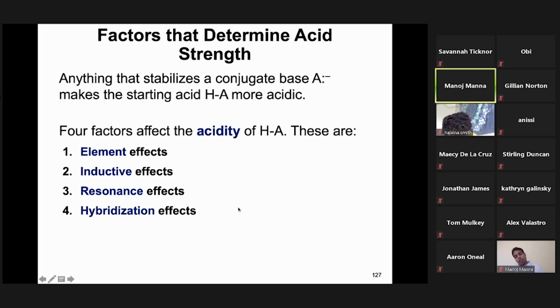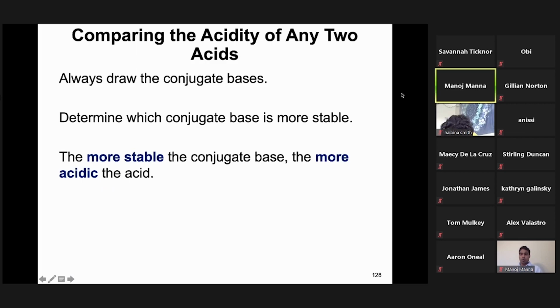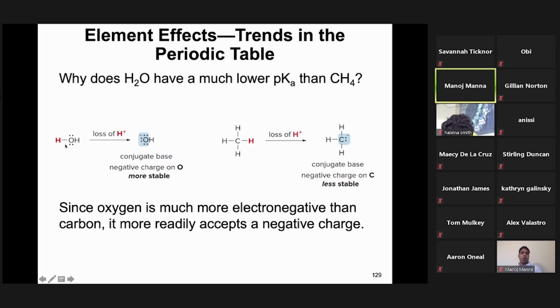I already discussed hybridization, so you know how it is. Resonance we also discussed. Inductive effect we just discussed today, and element effect. So the acidity of a molecule depends on 4 different factors. Now we'll see how it actually works. When I say element effect, let's take an example: H2O, water, and methane. Between these two red hydrogens, which is more acidic? How can we decide in terms of element effect?